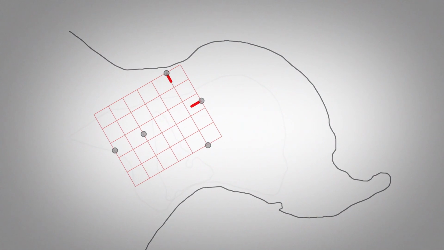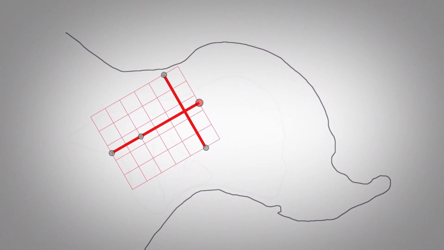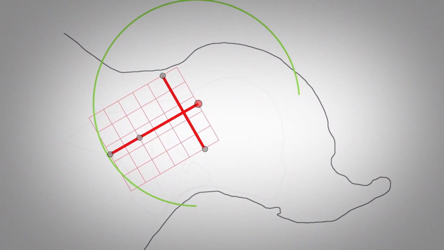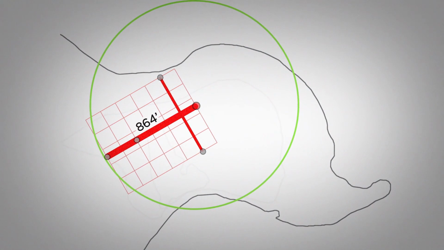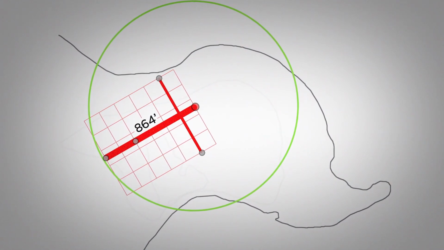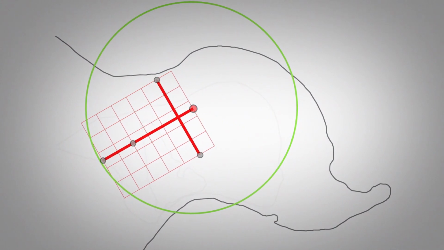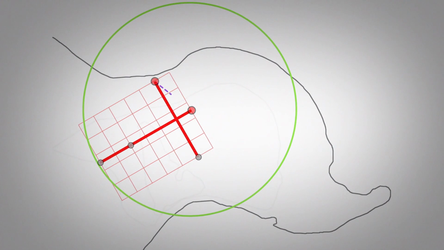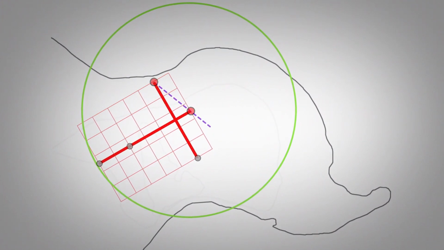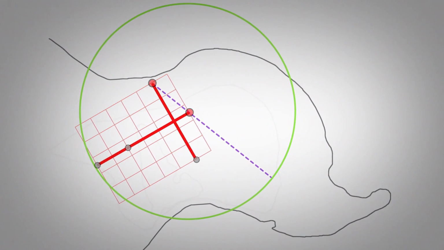Well, if you take Nolan's cross and you go to cone A, and we create a circle which has a radius of 864 feet, matching the long axis of Nolan's cross. Recall that one of our sacred numbers is 864. Next, we're going to draw a point from cone C through cone A, and we're going to extend that purple line all the way out to the green circle.